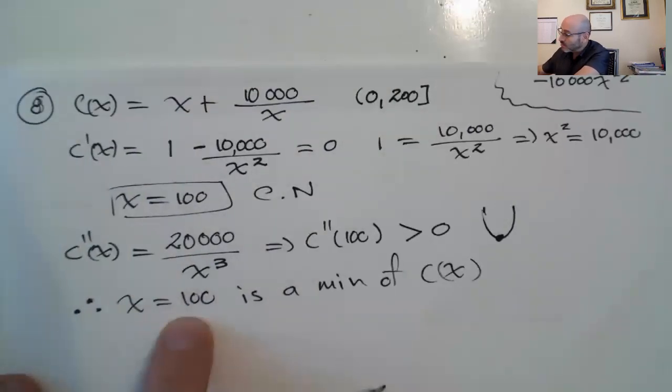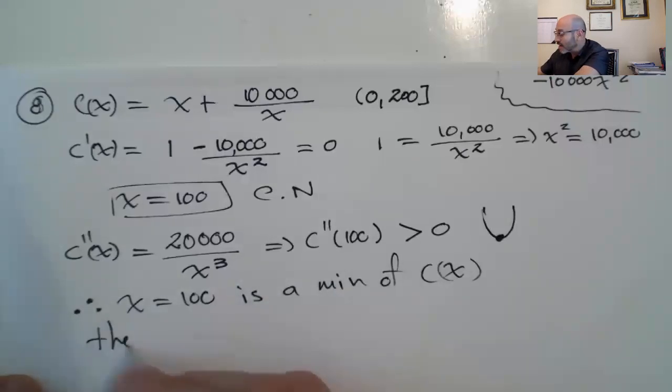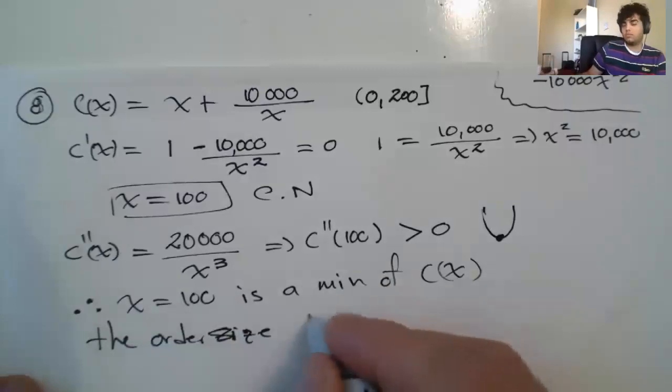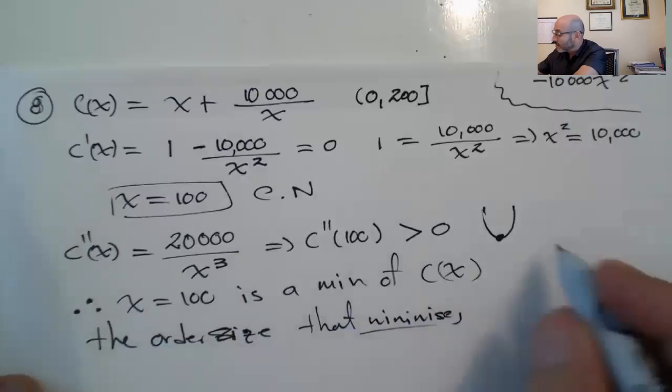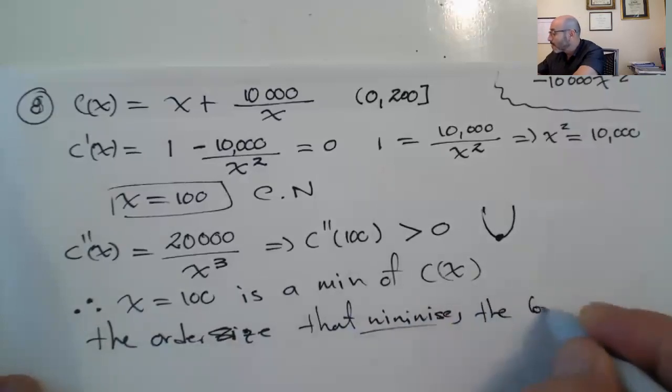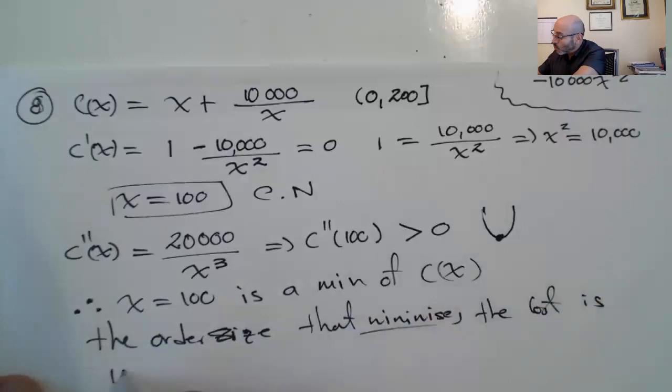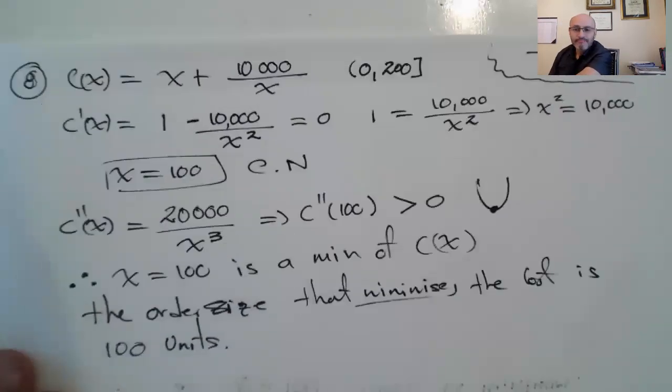So x equals 100 is a minimum of the function. So now you make sure that you answer the question. You will say something like, the order size that minimizes the cost is 100 items or units or whatever. Okay? And that's it. That's all you need to do.